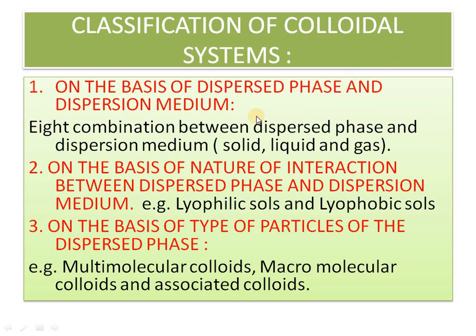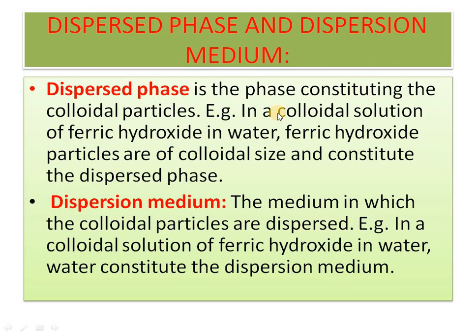Let us start with the first one, dispersed phase and dispersion medium. So what do you mean by dispersed phase? As I have told you already, it is the phase constituting the colloidal particles. What is the phase? Phase means whether solid or liquid or gas. In a colloidal solution, for example, ferric hydroxide in water, this is a colloidal solution. Now ferric hydroxide particles are colloidal particles with a size range between 1 nanometer to 100 nanometer, and that constitutes the dispersed phase. Similarly, in the same ferric hydroxide in water, the water will be known as the dispersion medium.